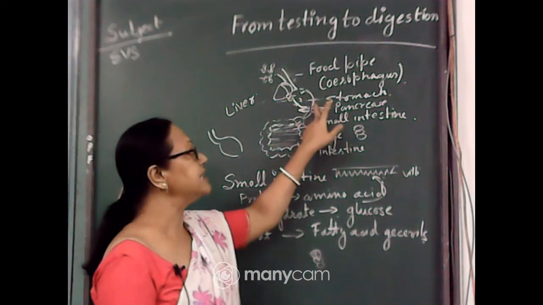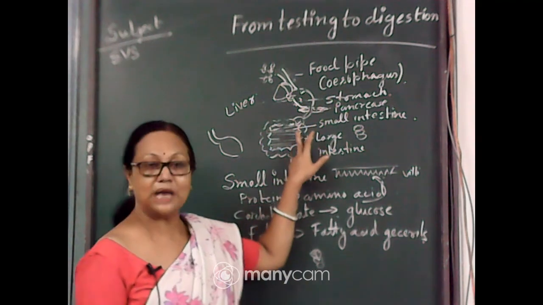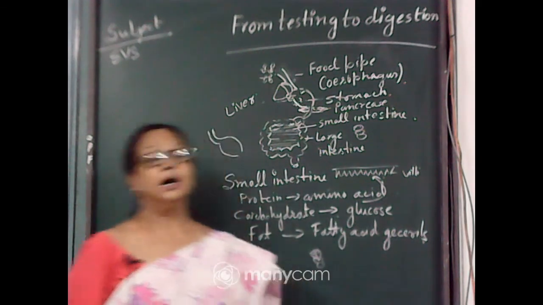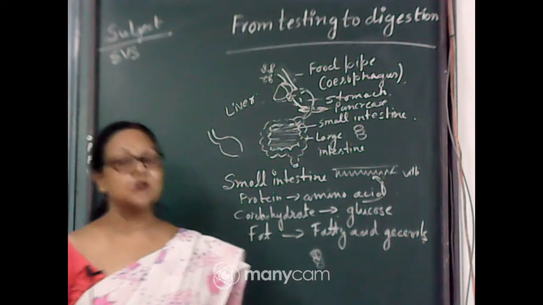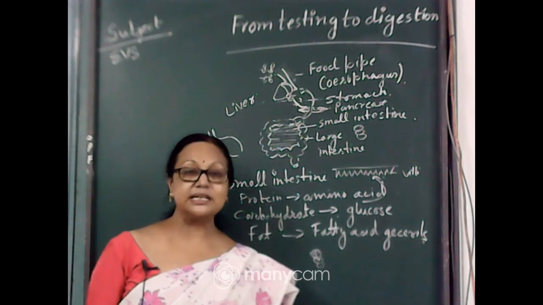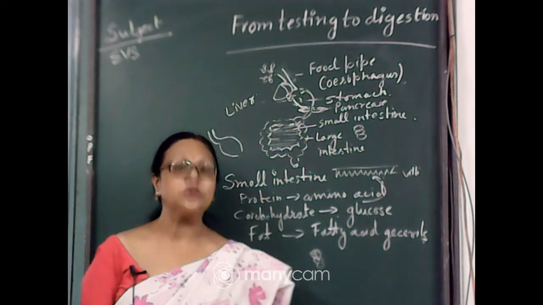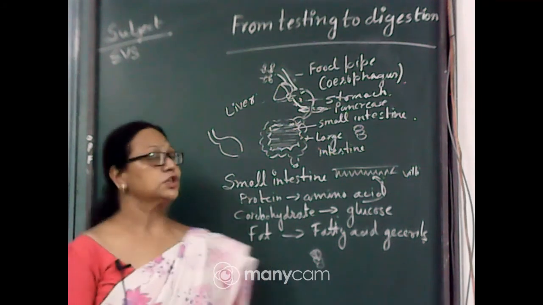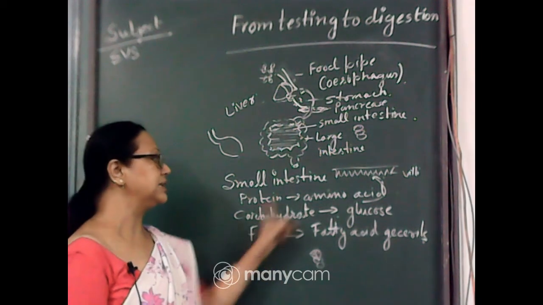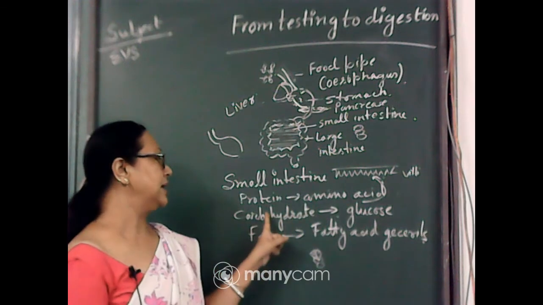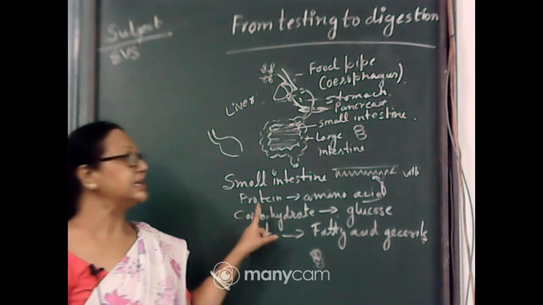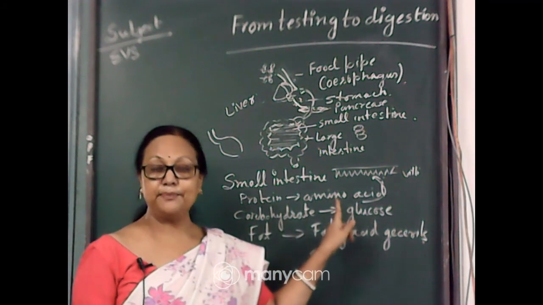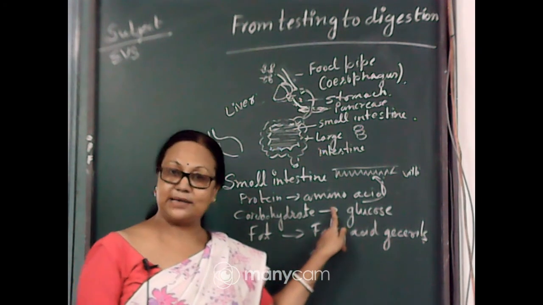Then from the stomach the food comes to the small intestine, where the food changes into its simplest form, because our body absorbs food when it changes into the simplest form. So what are the simplest forms of food? The simplest form of protein is amino acid.